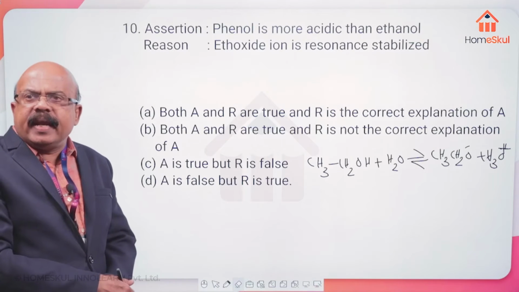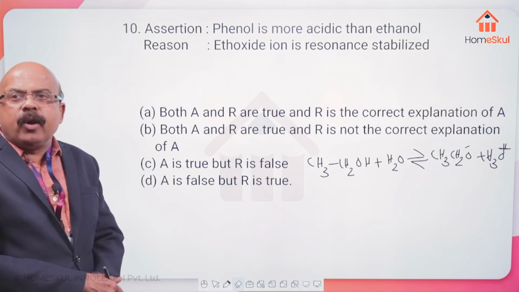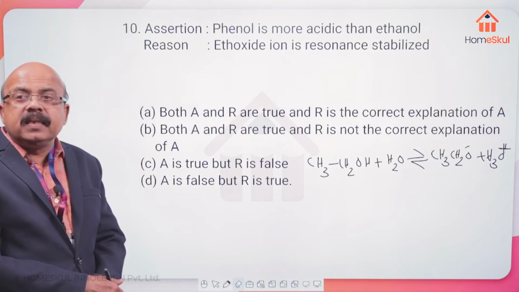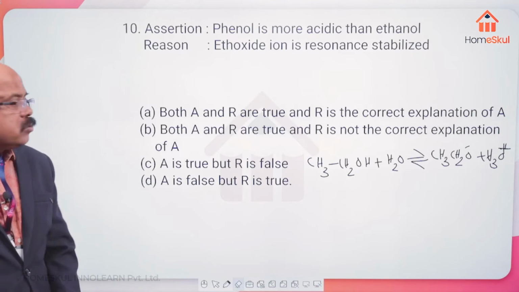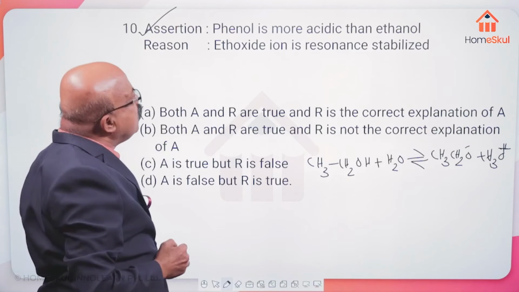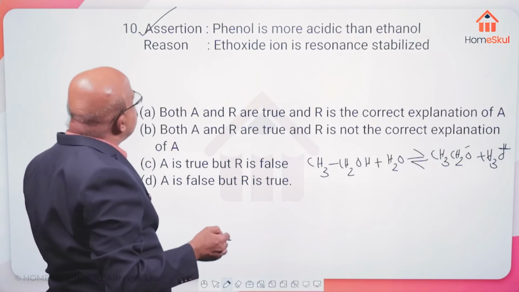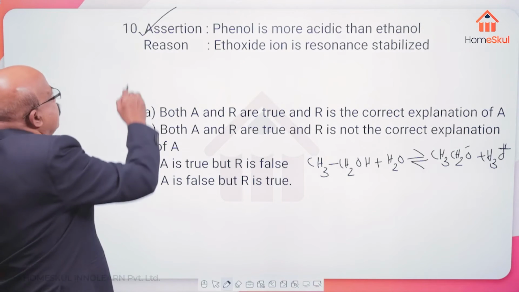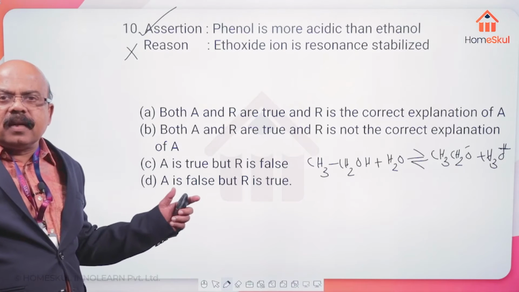Phenol is more acidic than ethanol. That is very correct, because phenoxide ion is resonance stabilized, while no such resonance stabilization is possible in ethoxide ion. So here the assertion is correct: phenol is more acidic than ethanol. The reason, that ethoxide ion is resonance stabilized, is wrong. In the case of ethoxide ion, no such resonance is possible.